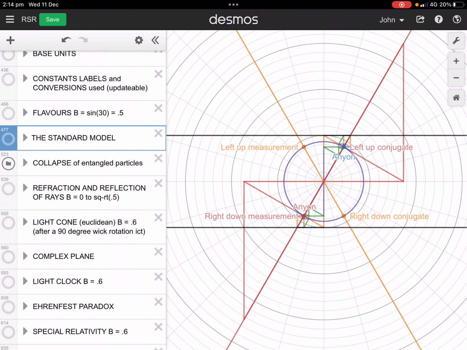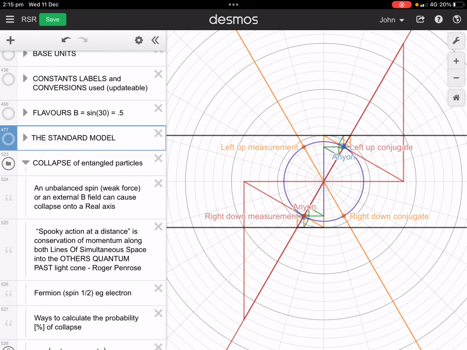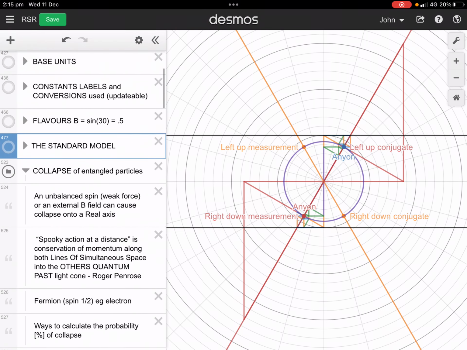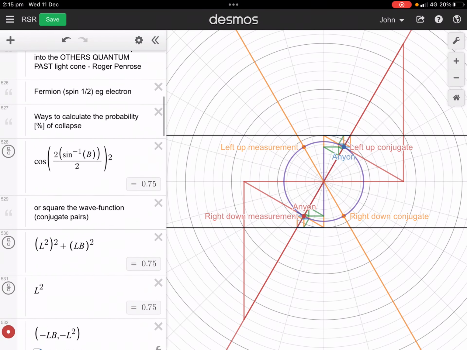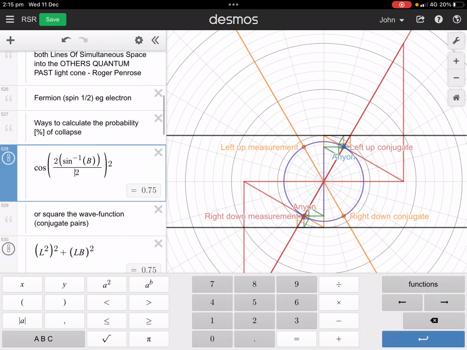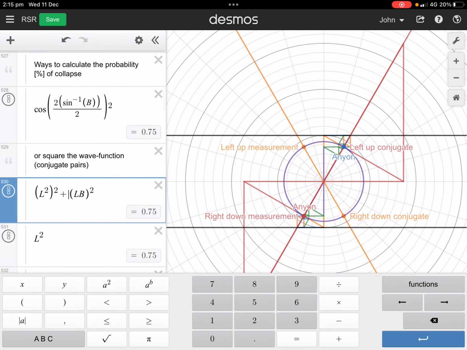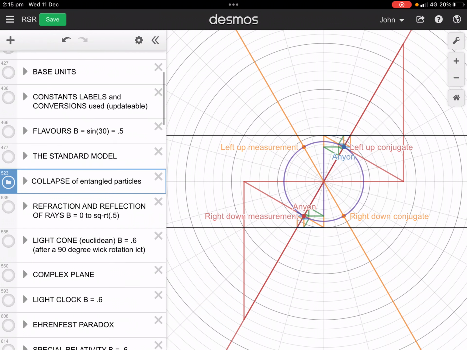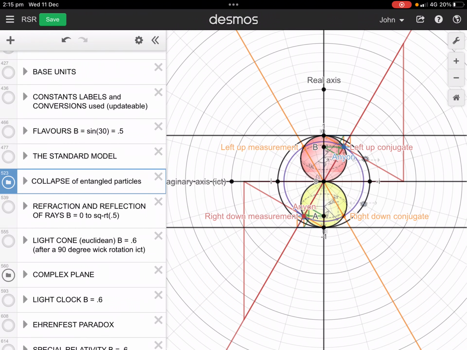And then here just generally what happens, the same collapse, but it can be calculated on the complex plane as a measurement and its conjugate, being a conjugate pair, and can be calculated using either that formula or this one, which is the complex plane one. And I'll just put in the complex plane here.